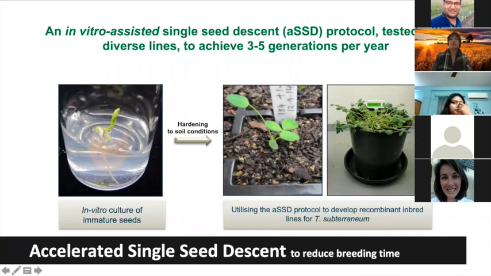Similarly, we have very little time. We're always in a hurry, and some crops take forever to develop one generation, but when you want to develop things faster, you need to grow them faster and get them to flower. I was very fortunate to have people with this expertise in the same corridor I sit, and they helped us develop an in vitro assisted single seed descent method by which we could take 3 to 5 generations per year. So that is fast progress of work.